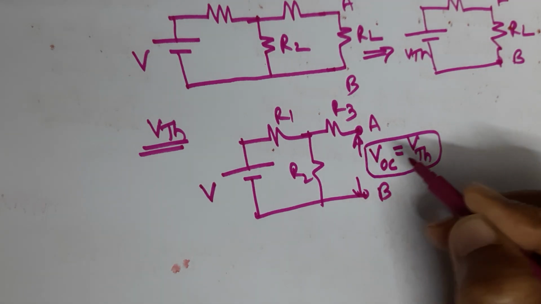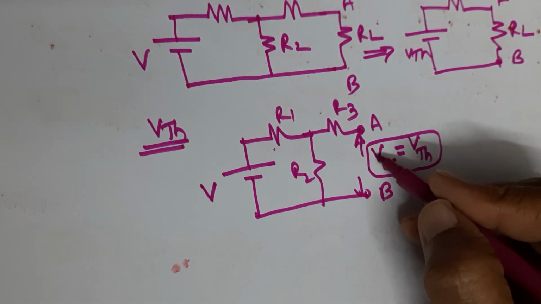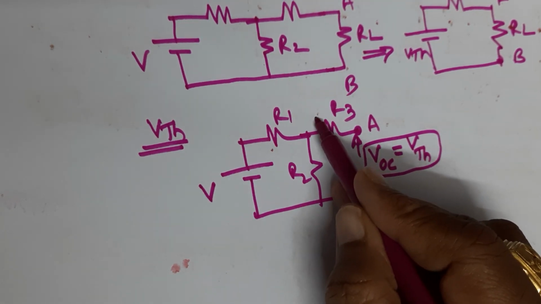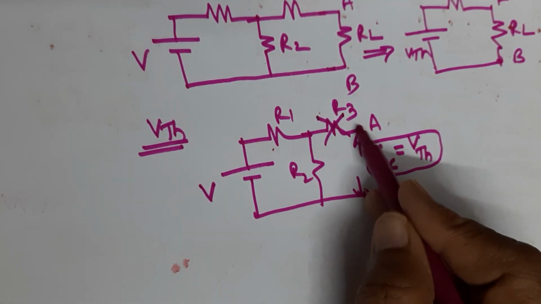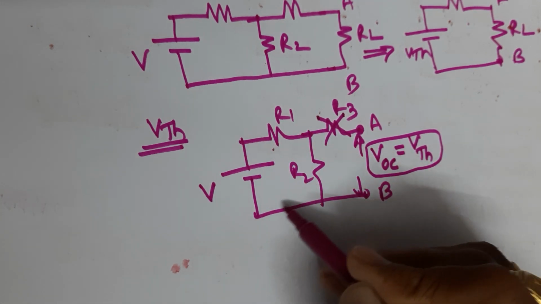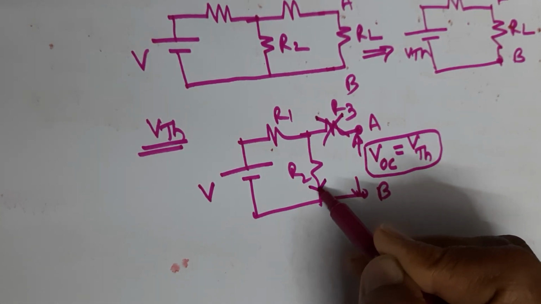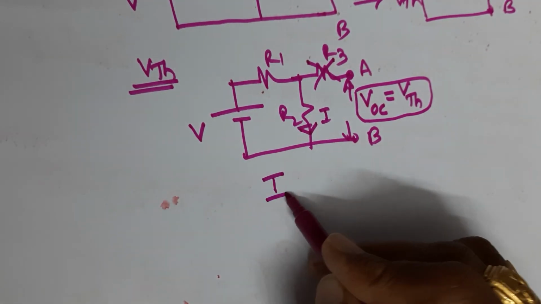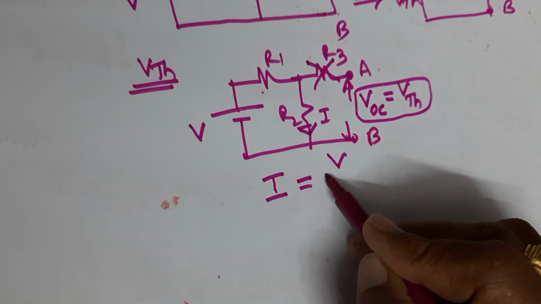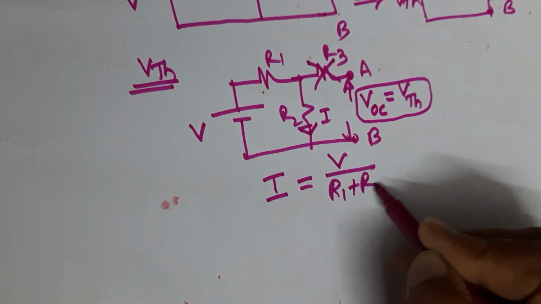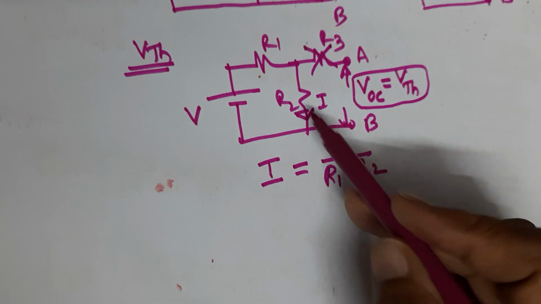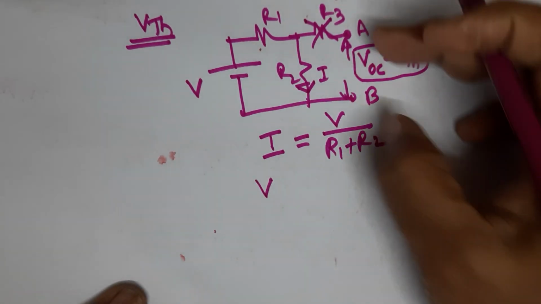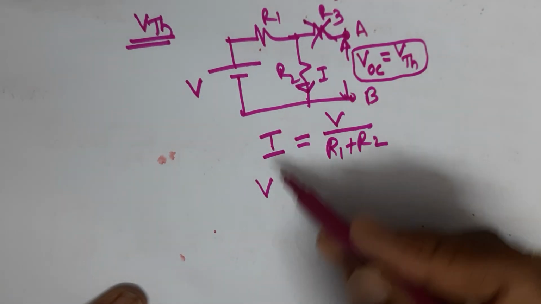So how to find out this voltage? In order to find out this voltage from the circuit, there should not be any current here because it is an open circuit. Therefore there will be current flowing through this resistance because of this battery. Therefore what is the value of I? I equal to V by R1 plus R2. Once we find the current flowing through the R2 resistance, we can find out the voltage drop across these two terminals.